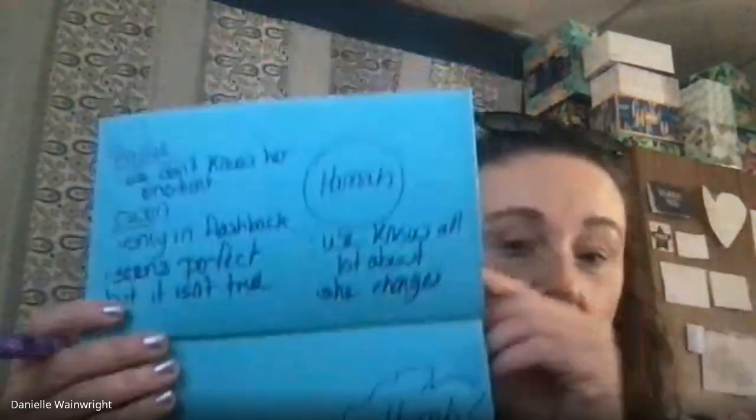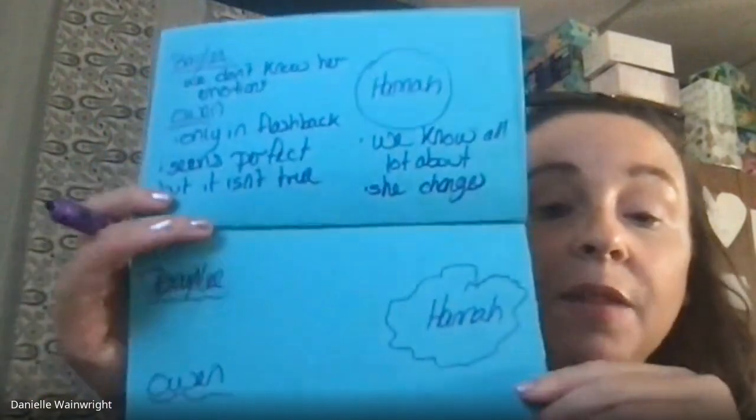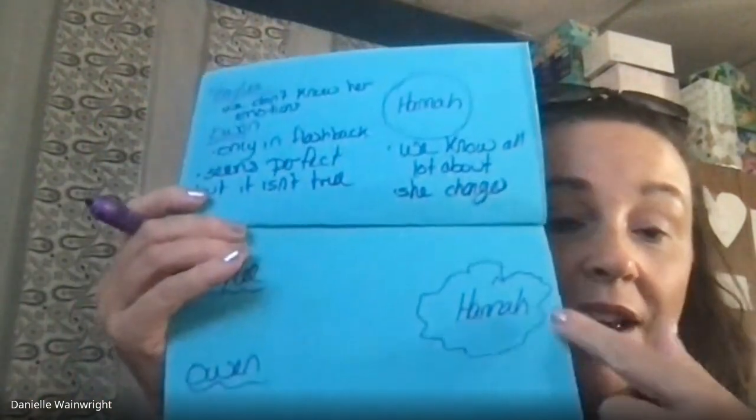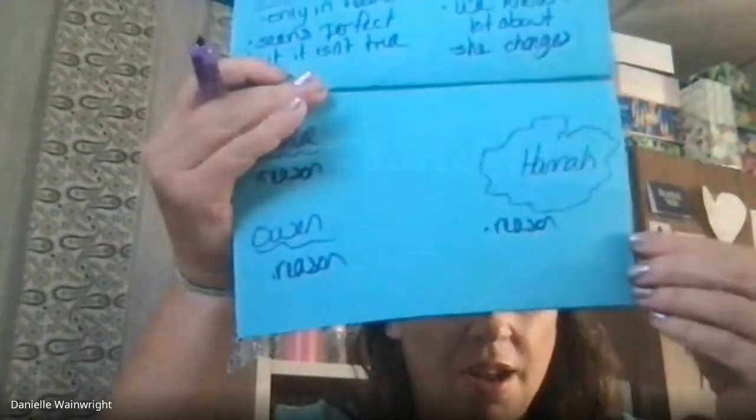Okay, so you can represent this any way you want, but you need to identify if they're flat or round and tell me why. And then the same thing over here for if they're dynamic, I just did that like an explosion, or if they're static. And again, you would tell me why. Okay. So again, you tell me why. And don't write reason. That's just what I wrote.